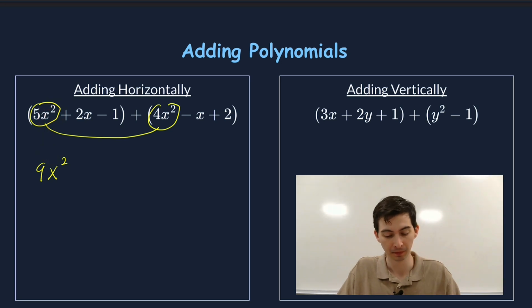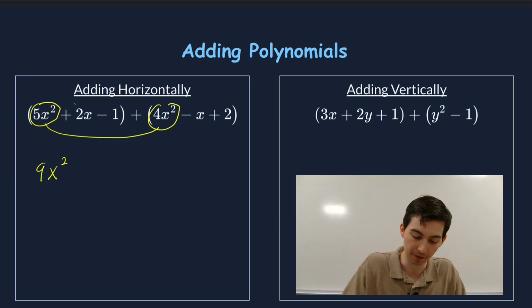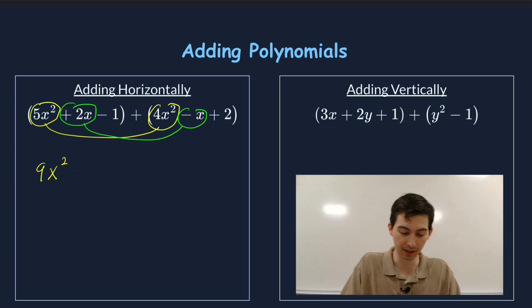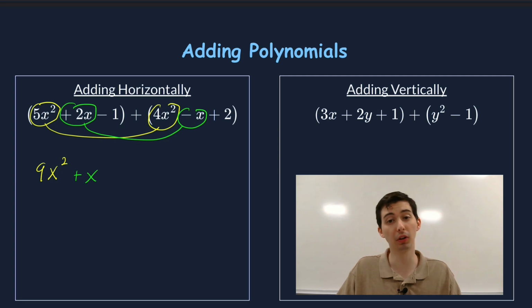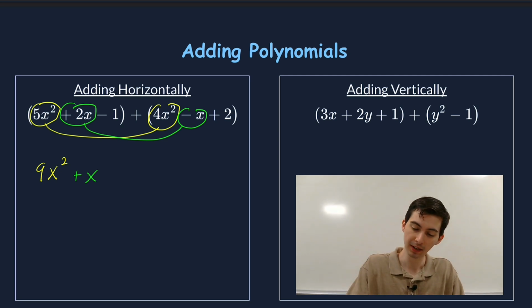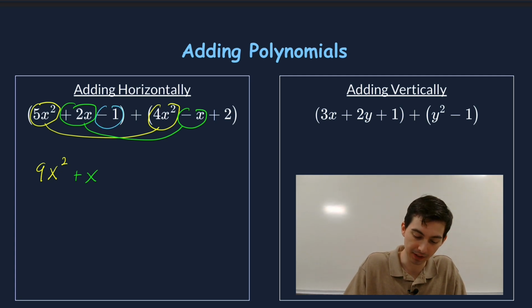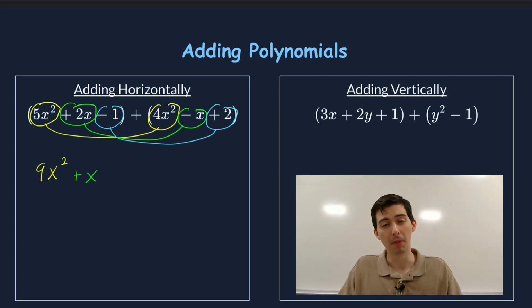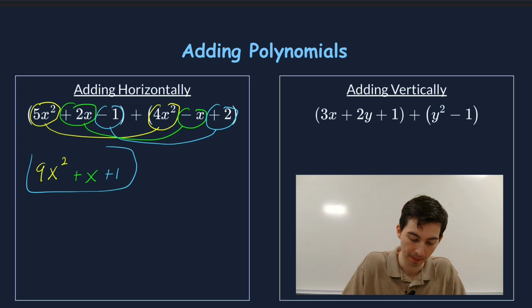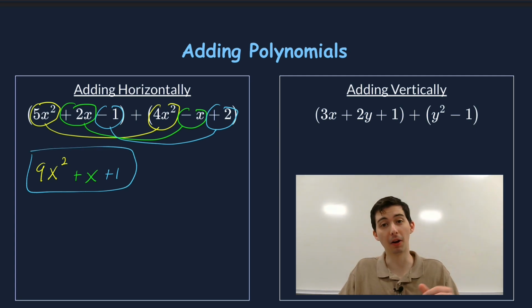I also have a 2x and a negative x. If I do 2x minus 1x, that's going to leave me with just plus 1x, so I can write that as just plus x. And then the last thing I have is this negative 1 plus 2. 2 minus 1, or negative 1 plus 2, is just going to give me plus 1. So this would be my simplified polynomial.